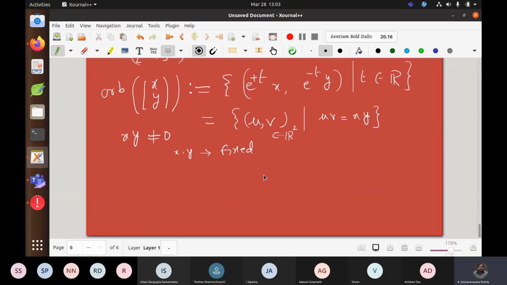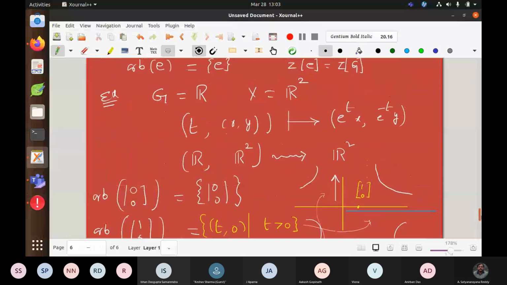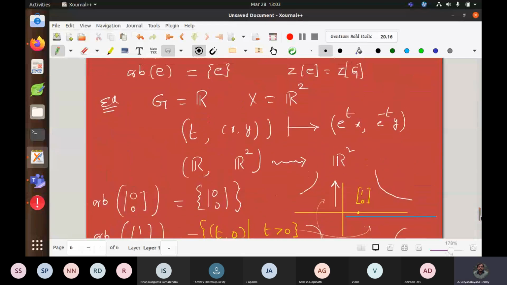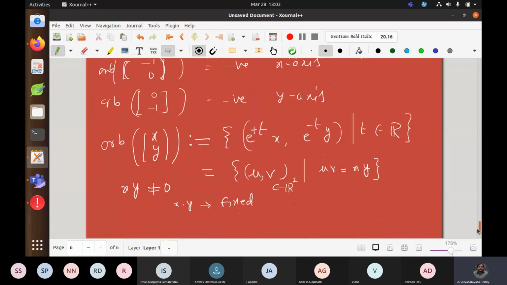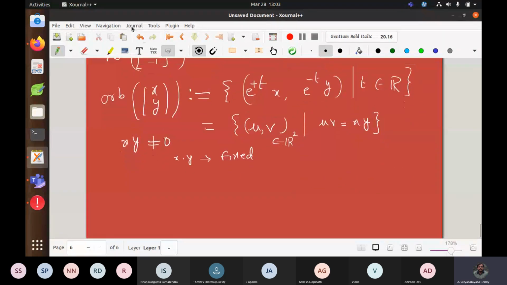Okay, it is a partition of R2. Is it okay, Aparna? Yes, sir. So Sakshi, is that example clear? What are all the orbits of the action of R on R2? Yes. Very good. Okay. Please let me know.